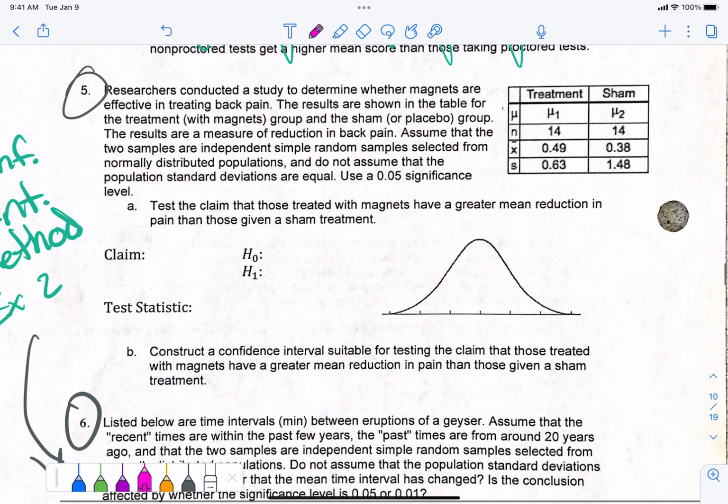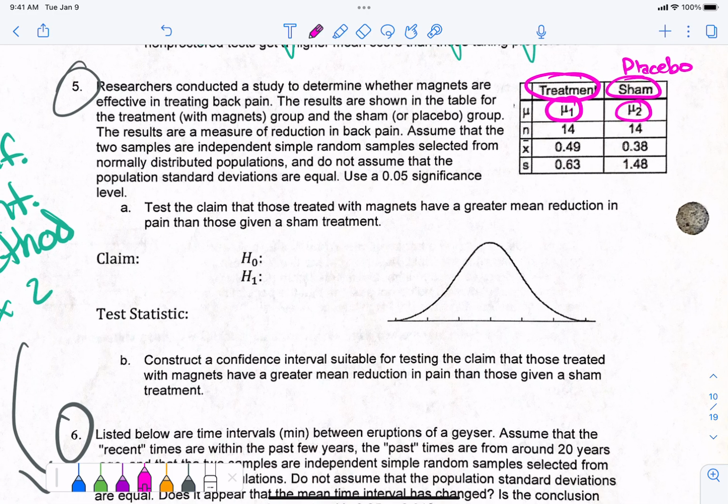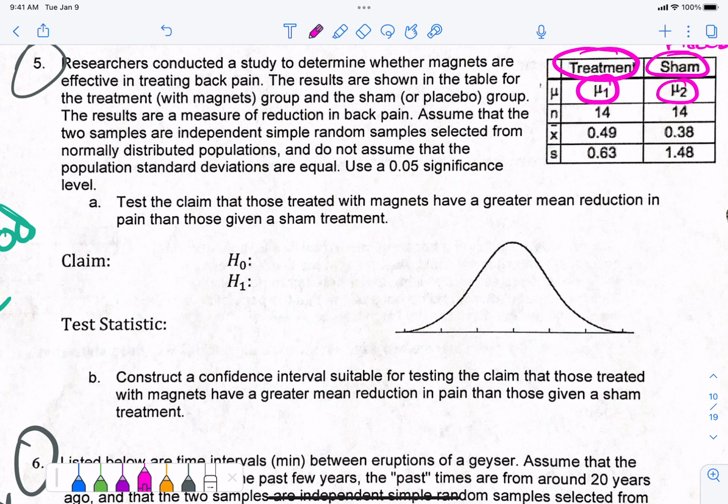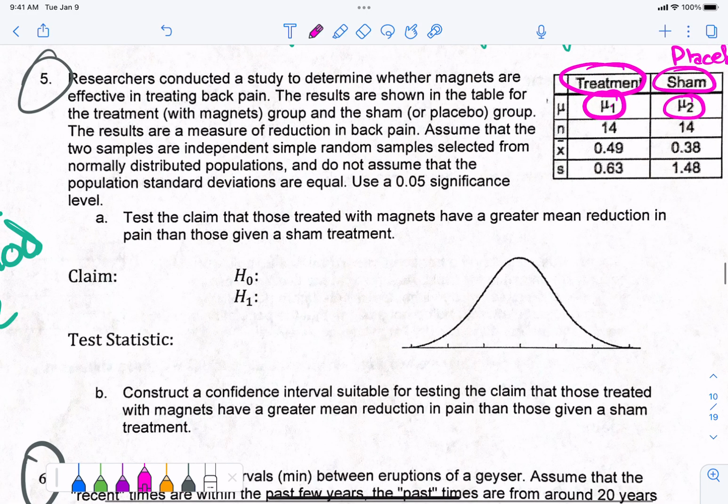So here we go. We are talking about the treatment, and then what is this? Sham, or placebo, okay? So this is the placebo group. They're saying use 1 to determine treatment, use 2 to determine placebo, okay? How do you find the test? Determine whether these... I'm looking for the words. Test the claim. Here we go.